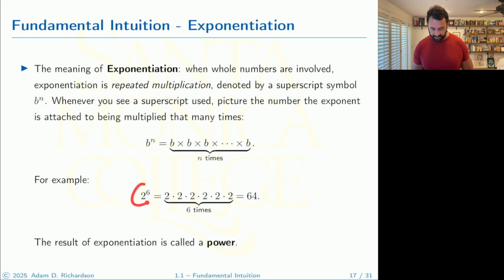So for example, 2 to the sixth, multiply 2 six times. And when you do that, you get 64. The result of an exponentiation is called a power. So we call this the sixth power of 2. That's 64.